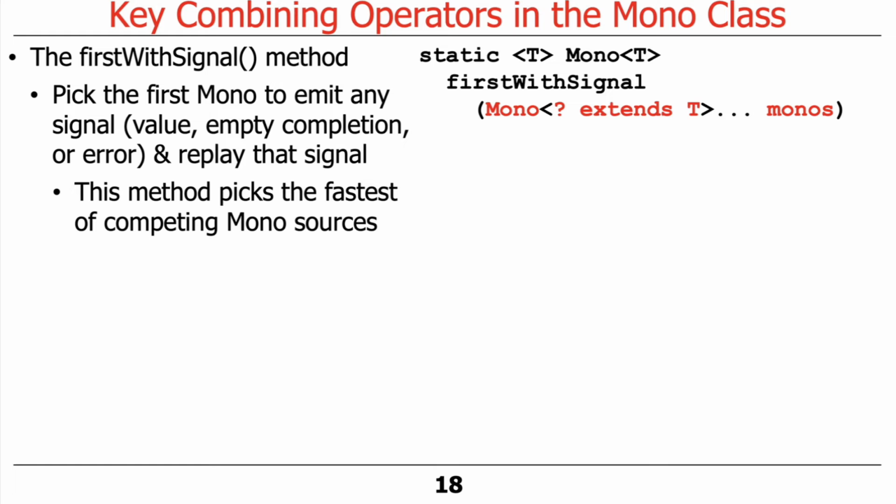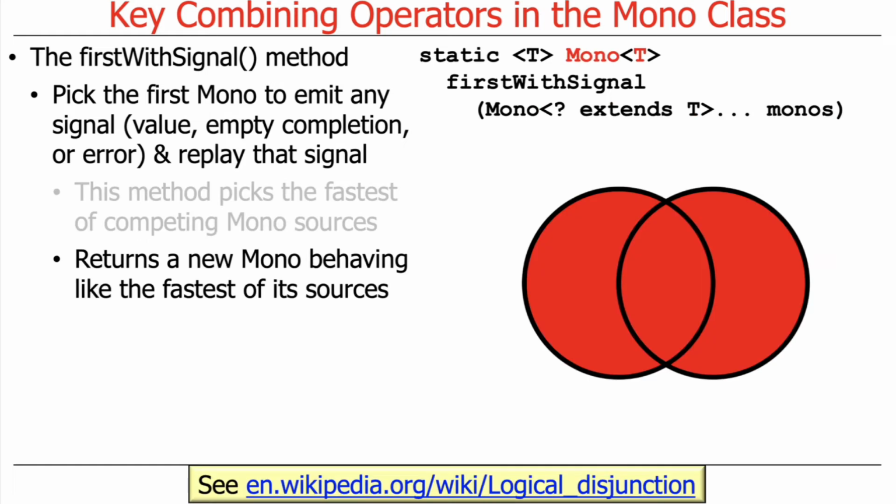As you can see, it basically takes a varargs parameter, and the method then picks the fastest of these competing mono sources. So basically a bunch of things have been set in motion. Here's a varargs array of the monos to those things, and whichever one finishes first, take that result. So you can think of this as basically logical disjunction or ORing. It's saying whichever one finishes first, I'll take that. It's a logical OR. And it's really whichever one is the fastest.